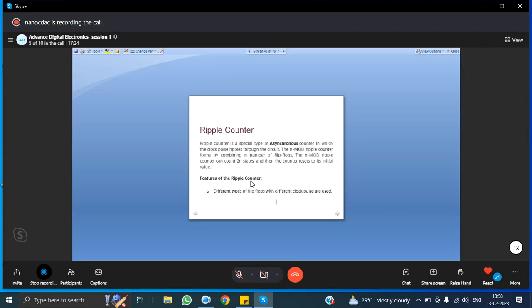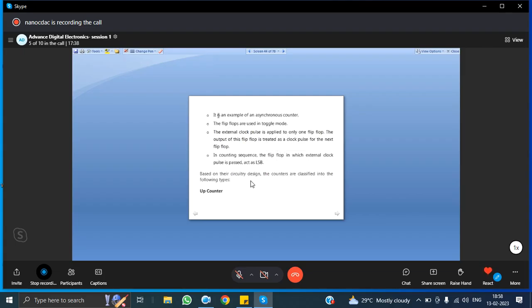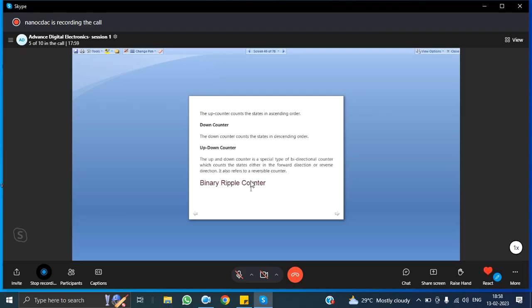So what are the features of a ripple counter? Different types of flip flops with different clock pulses are used. So a ripple counter is nothing but an asynchronous counter. The flip flops used in a ripple counter are used in toggle mode. Here the external pulse is applied to only one flip flop. In the counting sequence, the flip flop to which the external clock pulse is passed acts as the LSB.